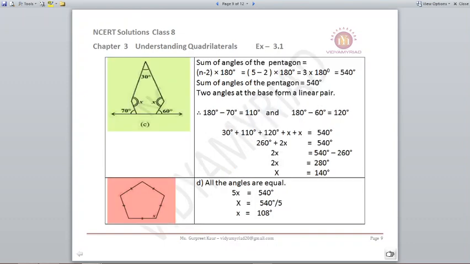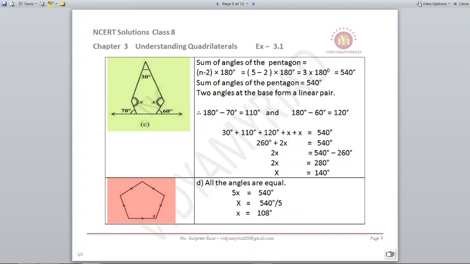Next, look at this shape. This shape is made up of 5 lines. 5 lines means it is a pentagon, and we can work out its angle sum. It comes to be 540 degrees.